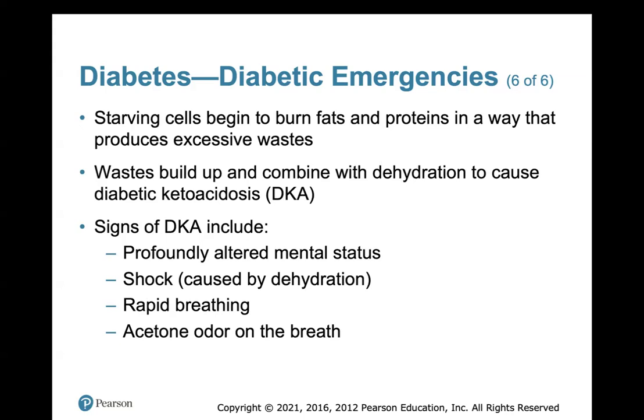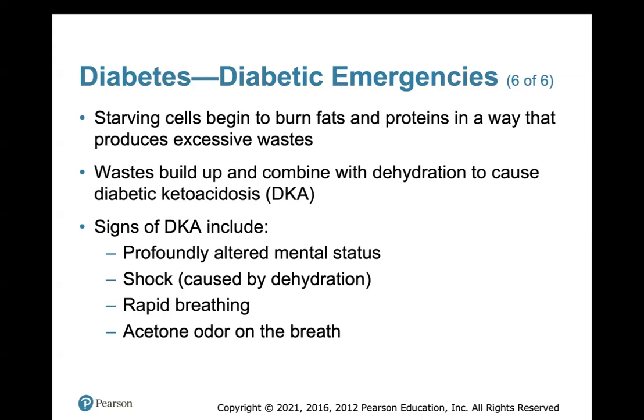After a certain amount of time being hyperglycemic, you will progress into a condition known as diabetic ketoacidosis or DKA. DKA is when your sugar gets so high, you start burning fats and proteins in a way that produces excessive waste. You start getting a very acidotic state, with acid built up.